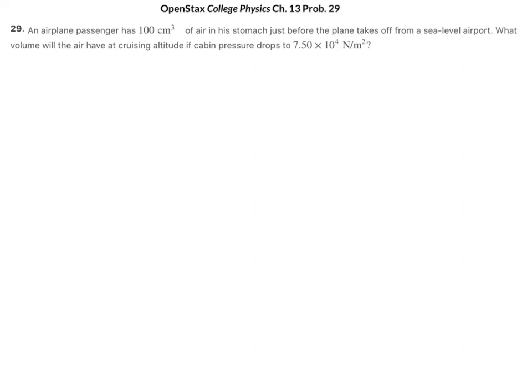Let's look at OpenStax College Physics, Chapter 13, Problem 29. An airplane passenger has 100 cubic centimeters of air in his stomach just before the plane takes off from a sea-level airport. What volume will the air have at cruising altitude if cabin pressure drops to 7.5 times 10 to the 4th newtons per meter squared?